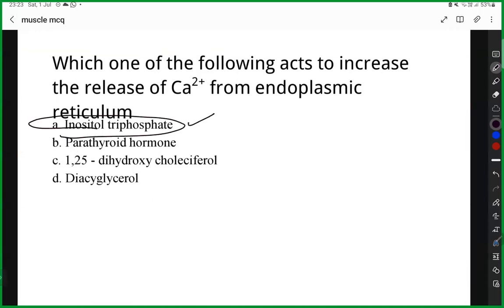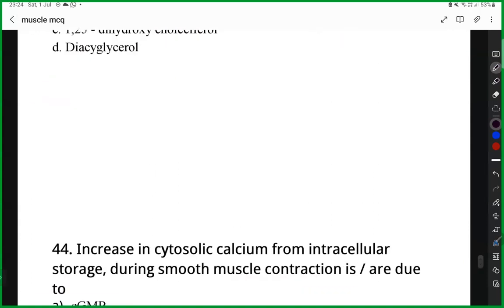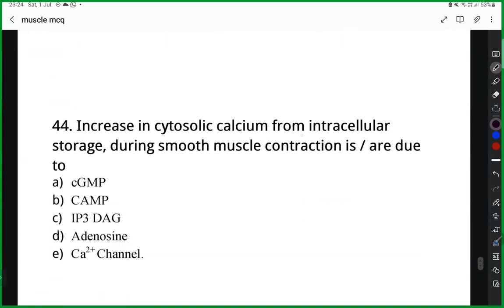So inositol triphosphate is the one that helps in the mechanism of releasing your calcium from your endoplasmic reticulum. Increase in the cytosolic calcium from intracellular storage during smooth muscle contraction is due to, remember, always calcium.